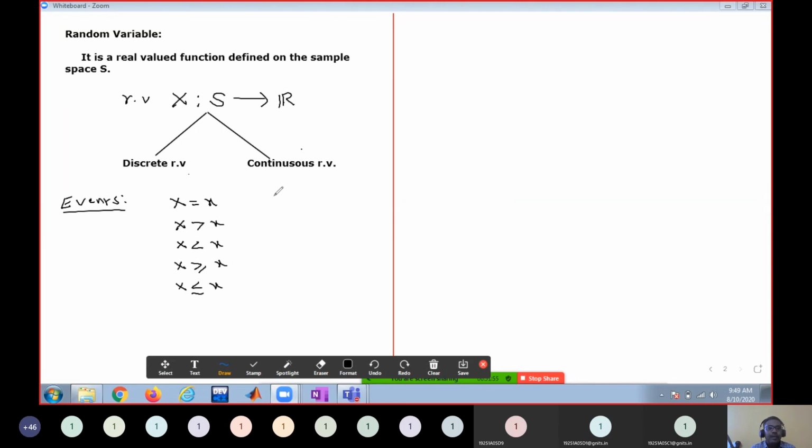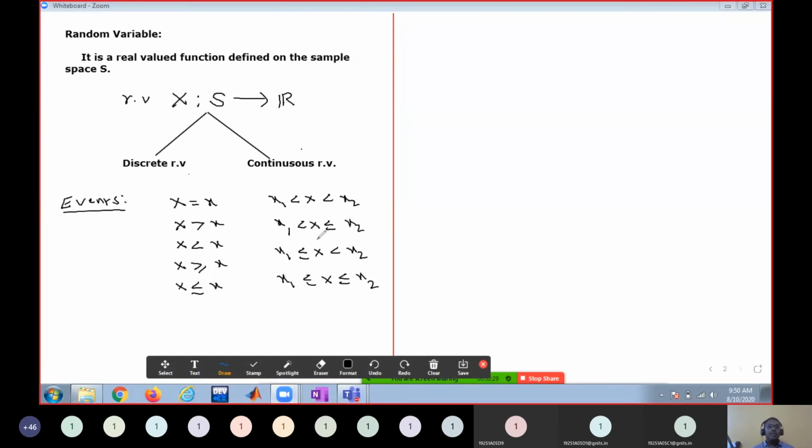Or x1 less than x2 is an event. Or x1 less than X less than or equal to x2 is an event. x1 less than or equal to X less than x2 is an event. Or x1 less than or equal to X less than or equal to x2 is also an event. Do you agree? These are all events.